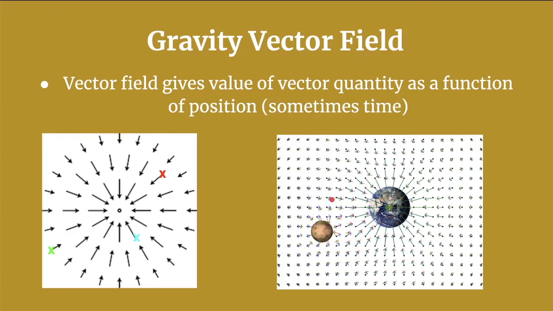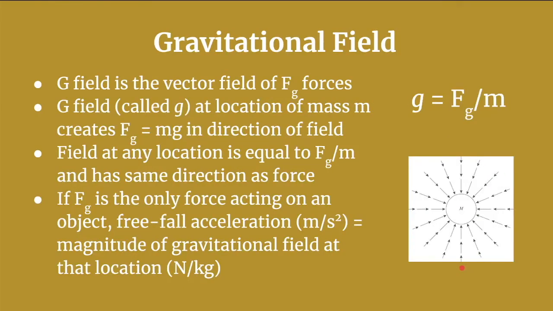Vector fields are also experimentally helpful because by observing a vector field you can make conclusions about the objects or the sources that are causing them, and this comes up a lot when we make assumptions about outer space. Gravitational fields can be somewhat challenging to visualize, which is where the vector field model comes in so helpful. The biggest key takeaways are that the gravitational field is equal to the gravitational force divided by the mass, and that if gravitational force is the only force acting on an object, then the free fall acceleration will equal the magnitude of the gravitational field at that location, which is why we always see the free fall constant is 9.8.